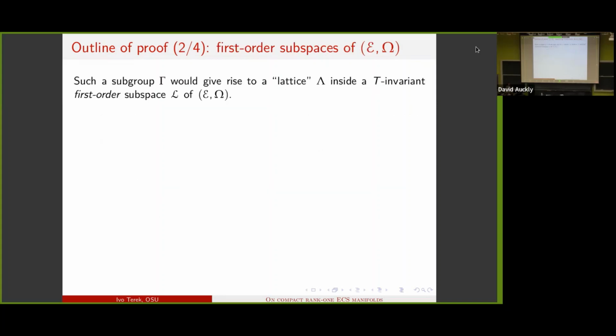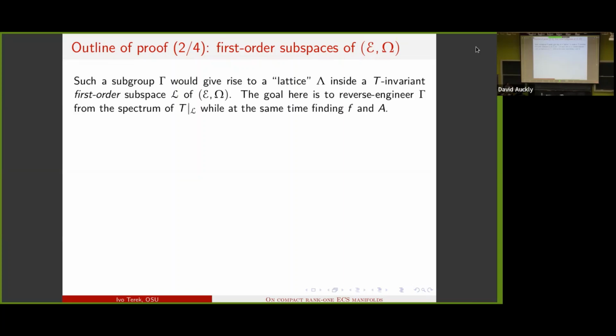Now, what happens next is that if such a subgroup gamma producing a compact quotient exists, it will roughly give rise to a lattice inside a T-invariant first-order subspace of this E omega. Now, the goal here, what we're going to do, is try to reverse engineer the group gamma from the spectrum of that shift operator restricted to L.